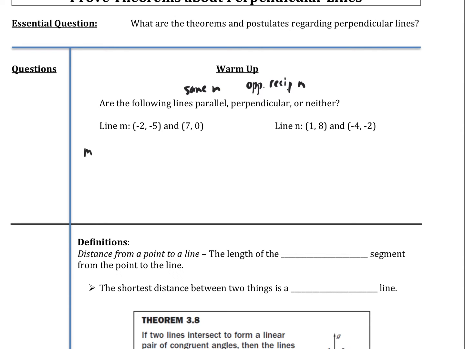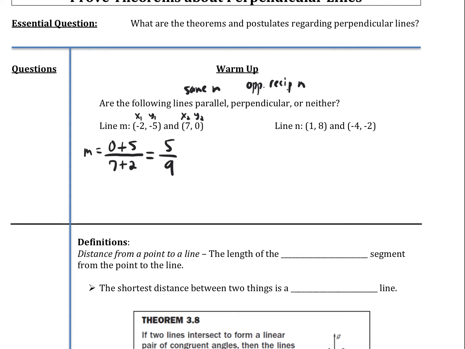We have m equals, remember, label our points, x1, y1, x2, y2. So we're going to do y2 minus y1, so we have 0 minus -5 or plus 5 over x2 minus x1, which is 7 plus 2. So that's going to be 5 over 9.